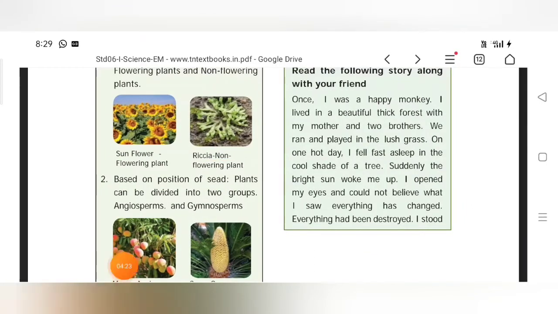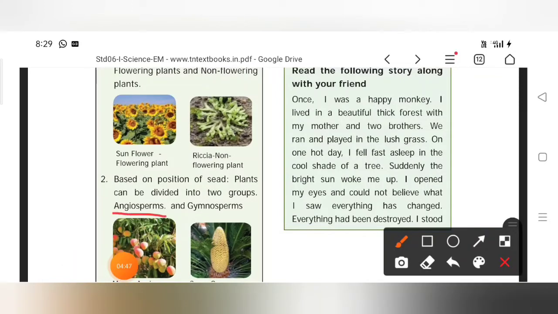An example for angiosperms is mango. For angiosperms, it is mango because the seed is present inside the fruit, right? You are not able to see the seed. Such plants are called angiosperms. Do you understand, children? So, what are gymnosperms?